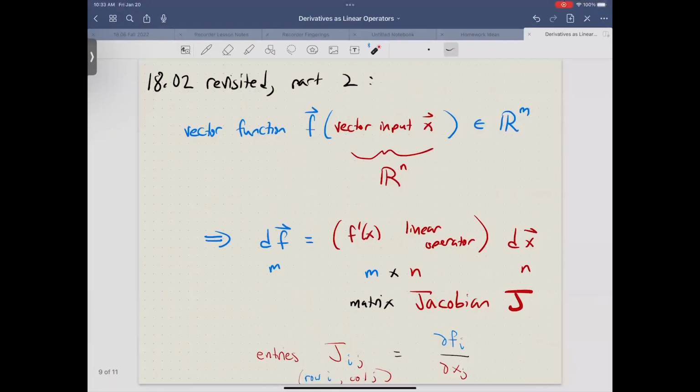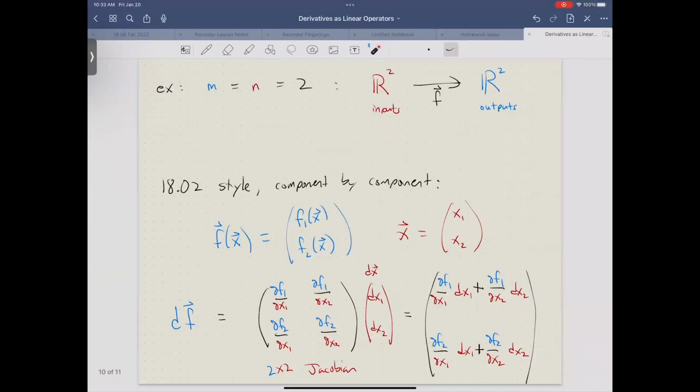It's much easier just saying, okay, think of it as a whole. It's a linear operator acting on the change of x, and if we want, we can write it down as a Jacobian matrix, an m by n matrix. So I want to do a couple of examples.